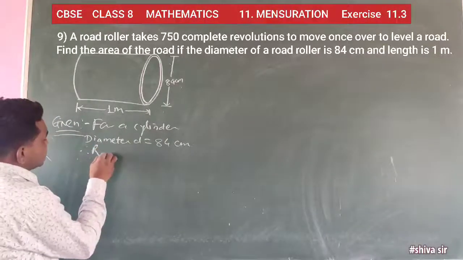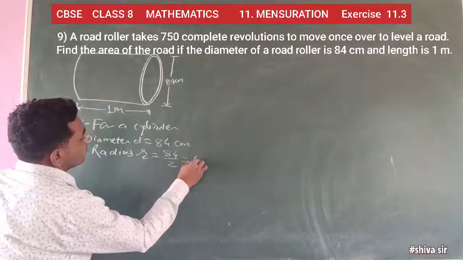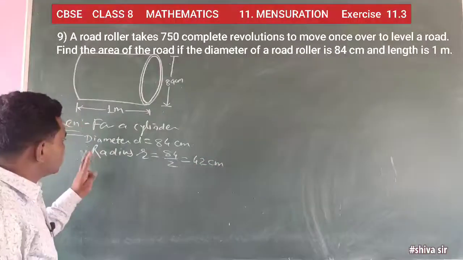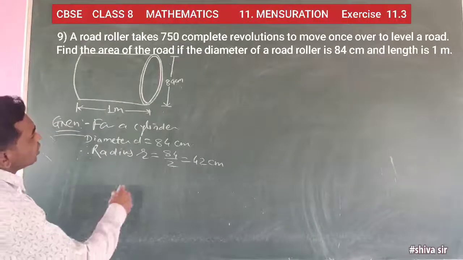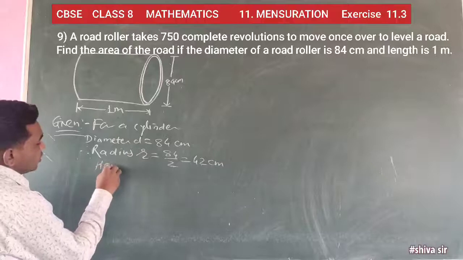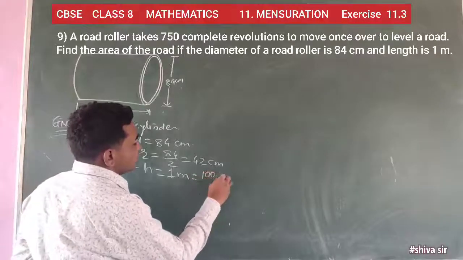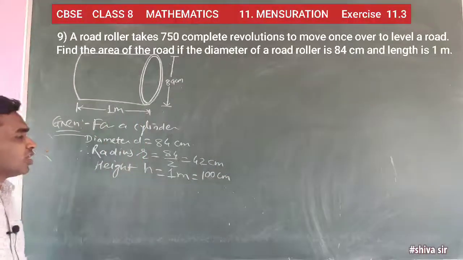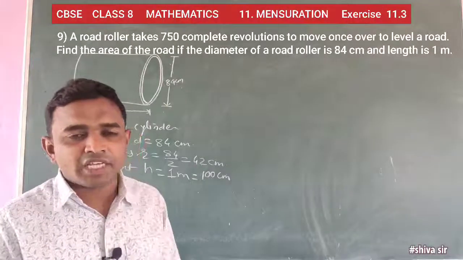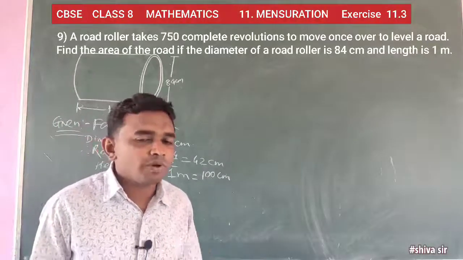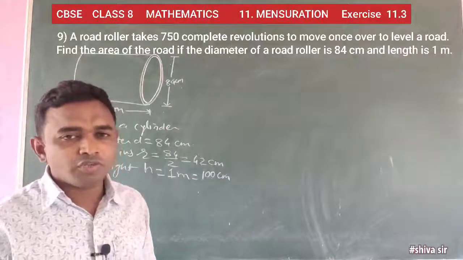So therefore radius R is equal to 84 upon 2, that means 42 centimeter. So the radius of the road roller, or the cylinder, is 42 centimeter, and the height H is equal to 1 meter, that is 100 centimeter. Now we have to find out how much area is leveled in 750 rotations. So firstly we have to calculate the total area leveled by the road roller in one revolution.